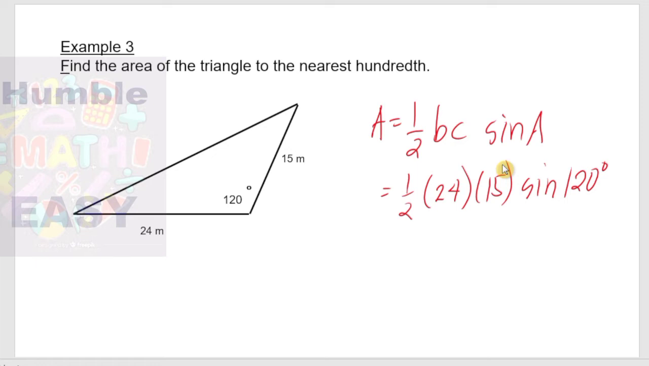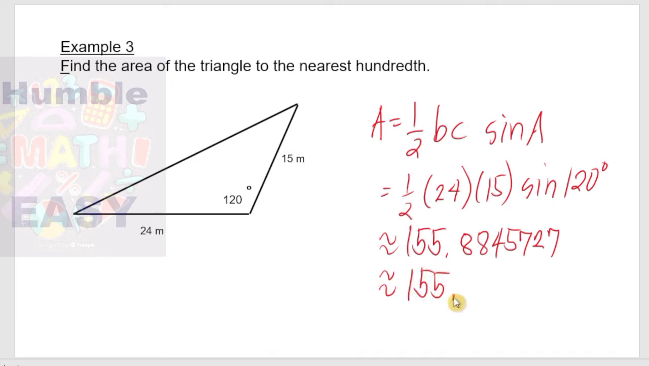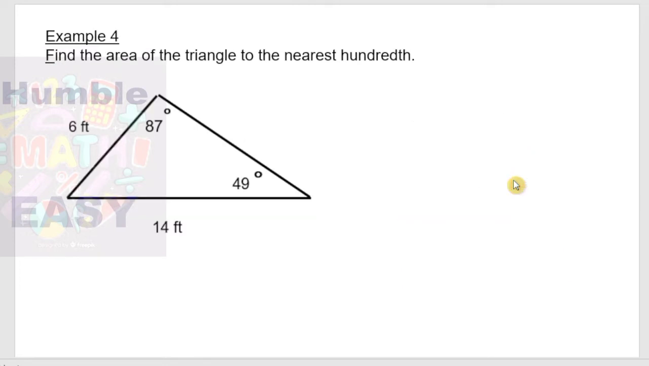So making use of the calculator, we now have approximately 155.8845727. I want you to check using your calculator if it is the same as here. So to round off, we now have 155.88 square meters as the answer for this. Okay, so let's proceed now to example number 4.